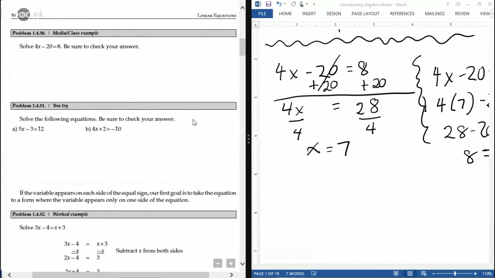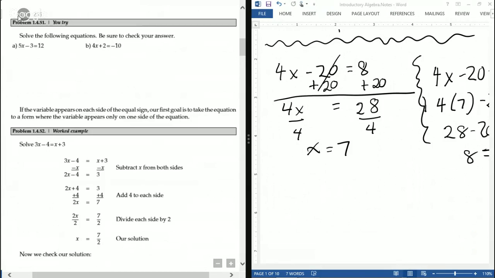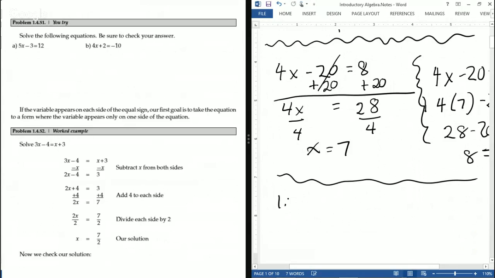Okay, so now there are 2 problems, and these 2 you are to try. So what I'll do is allow you to pause the video, jot these down in your notes, and then we're going to actually go over the solutions to these, okay? So let's get into it. The first one, 5x minus 3 equals 12.